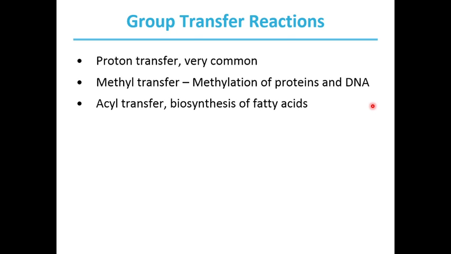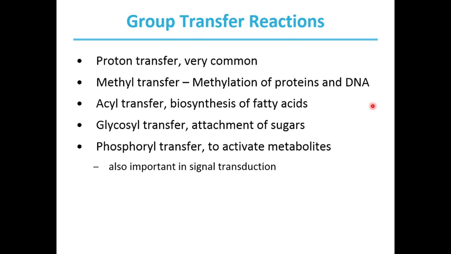Acyl transfer. Acyl transfer reactions are pretty common, and one of the most common acyl transfer reactions happens during biosynthesis of fatty acids. Glycosyl transfer. This involves transfer of a sugar molecule, and it is usually catalyzed by enzymes.